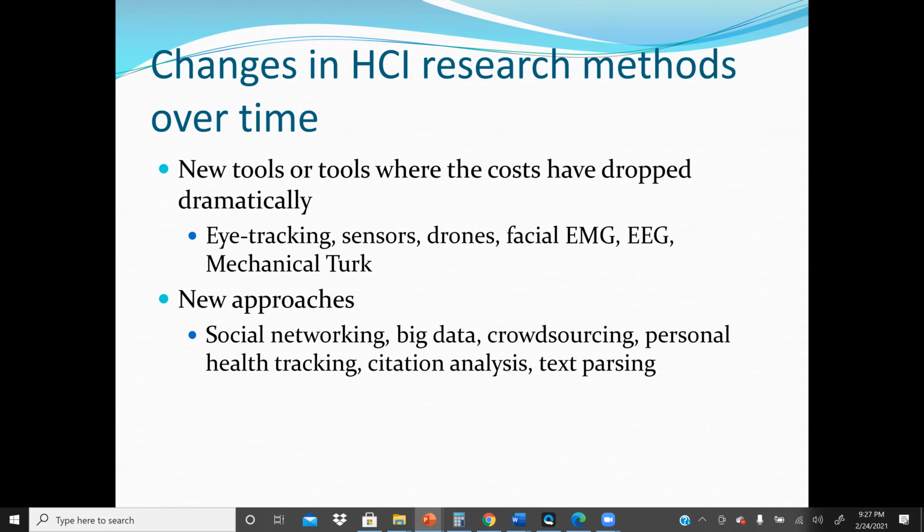So changes in HCI research methods over time come from new tools where the costs have dropped dramatically. Examples can be eye tracking, sensors, drones, facial EMG, EEG, mechanical turk. And new approaches now will be social networking using big data analysis concepts, crowdsourcing, personal health tracking, citation analysis, and text parsing.